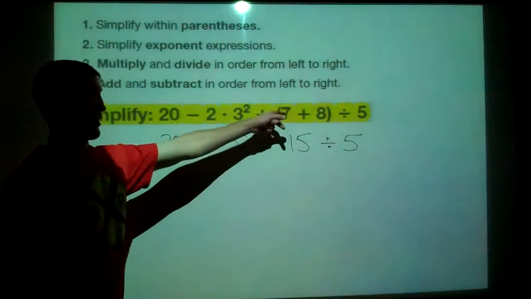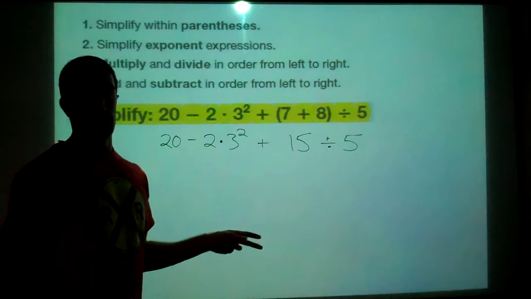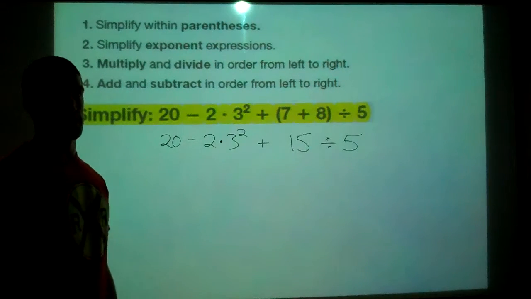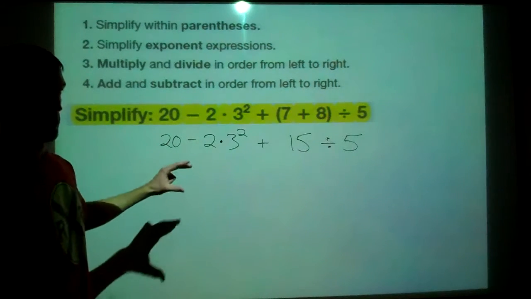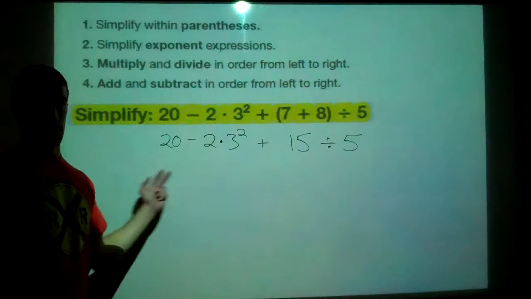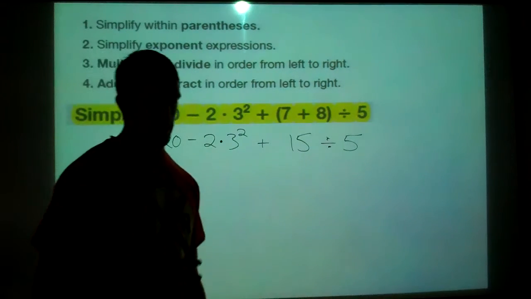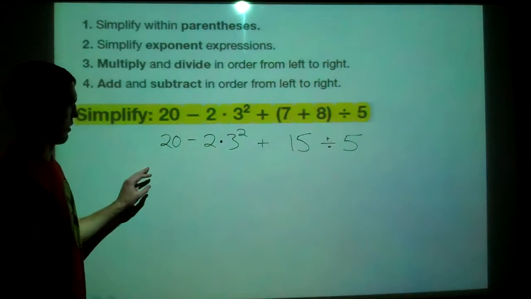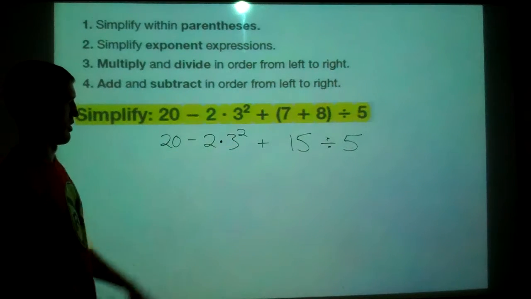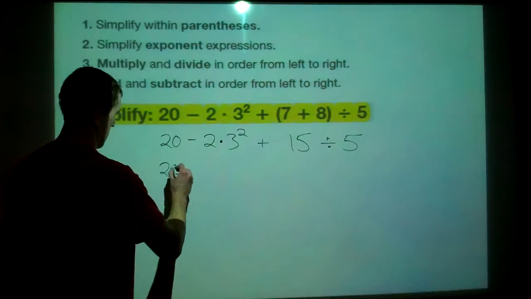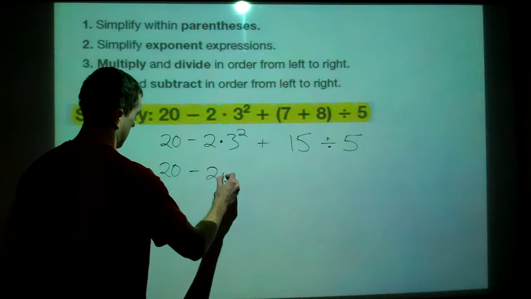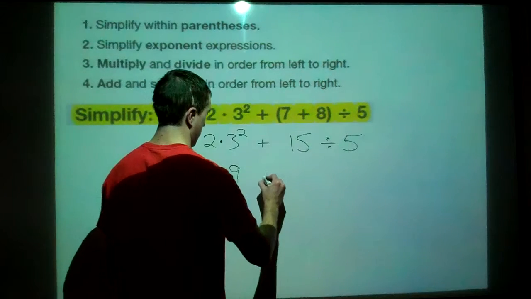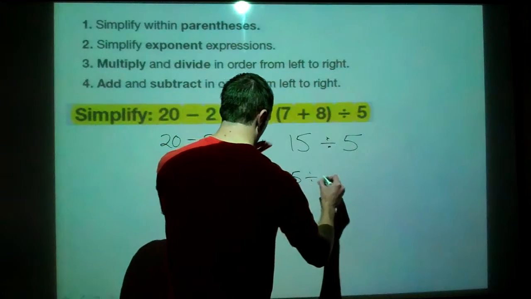If we try to type this whole thing into a calculator, it probably wouldn't like it. A lot of times students will do that. They'll type everything in, they'll get some weird decimal answer, and then they'll ask me why. Well, we want to try to do it this way because calculators can make mistakes depending on how we type things in. So we're going to rewrite everything, and we're going to get our exponent out of there. So 20 minus 2 times 3 to the second power is 9. 3 times 3 plus 15 divided by 5.